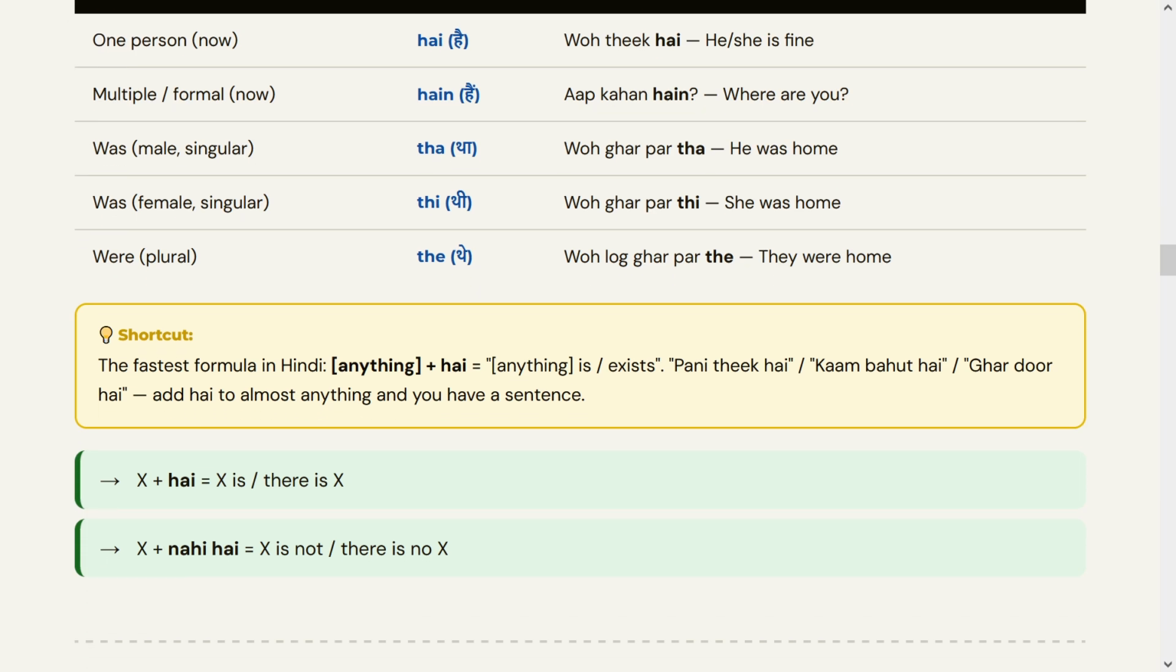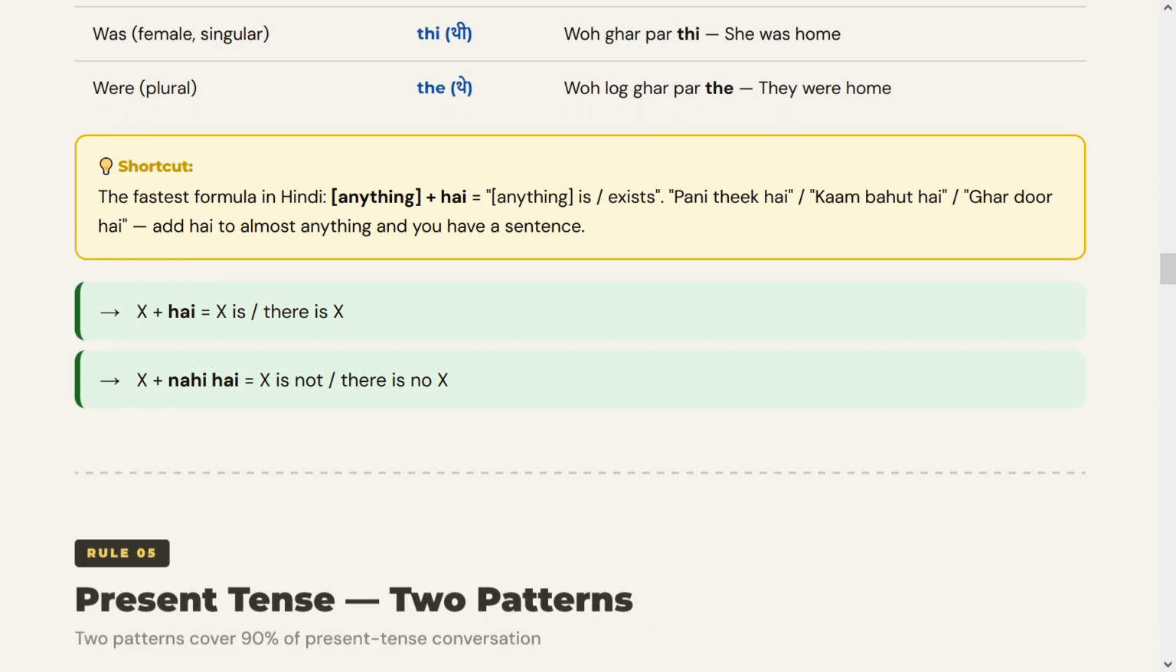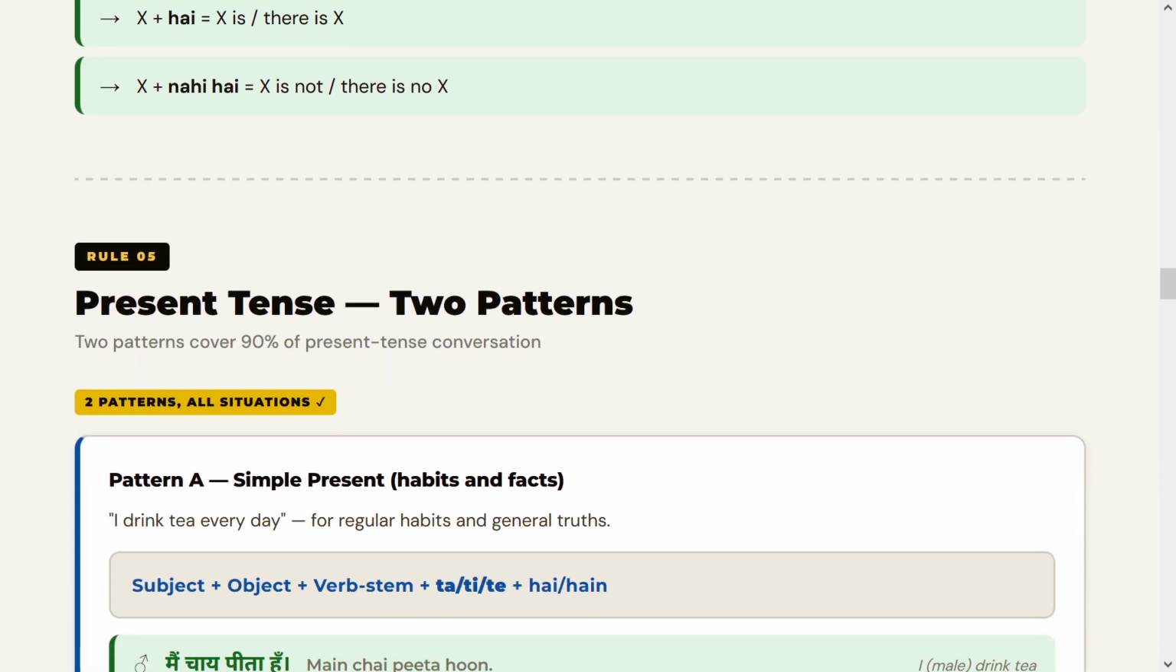And the negative is equally simple. है becomes नहीं है. Is becomes is not. पानी नहीं है. There is no water. काम नहीं है. There is no work. That formula alone, thing plus है, thing plus नहीं है, will carry you through dozens of daily situations immediately.